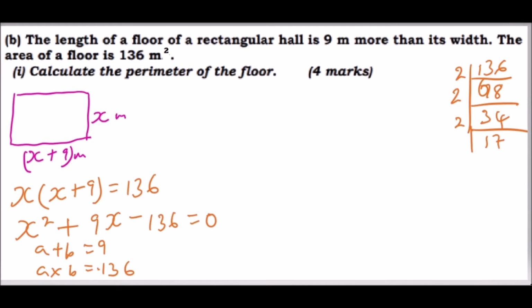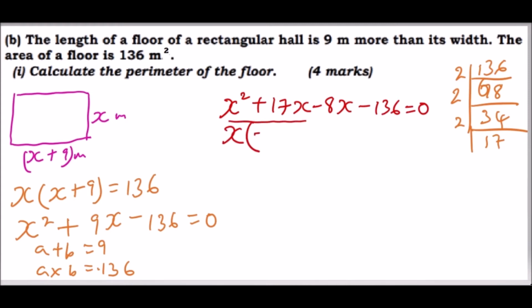So we can rewrite our quadratic expression as x squared plus 17x minus 8x, that will give you 9x. Then minus 136, and that should give you 0. So we factor out what is common in these two. We'll be left with x plus 17. Then here we factor out minus 8, and you'll be left with x plus 17 is equal to 0.